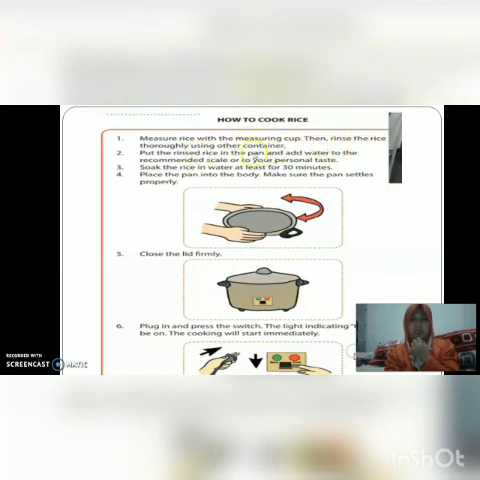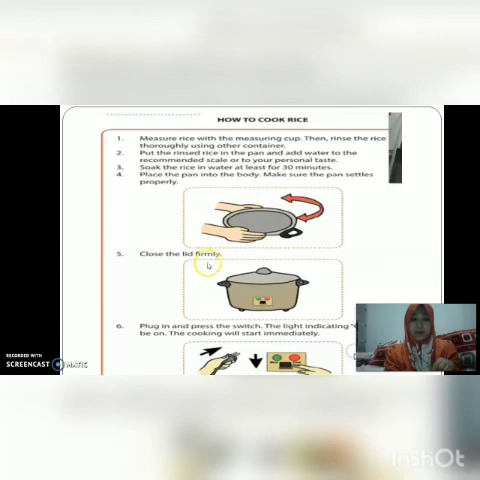Then rinse the rice thoroughly using another container. Put the rinsed rice in the pan and add water to the recommended scale or to your personal taste. Yeah, it's up to you. Depend on your personal taste. Soak the rice in water for at least 30 minutes. Place the pan into the body. Make sure the pan settles properly. Yeah, like this in the picture.